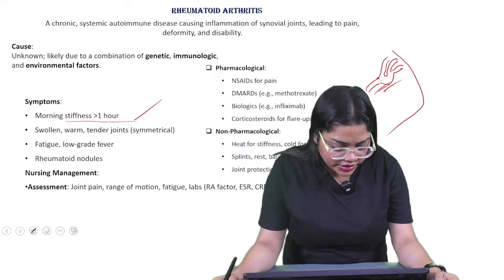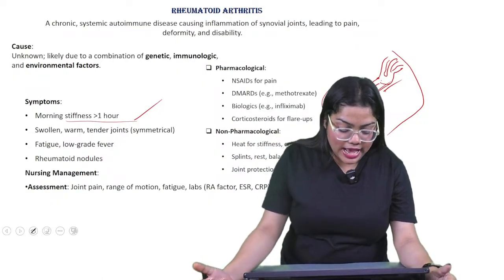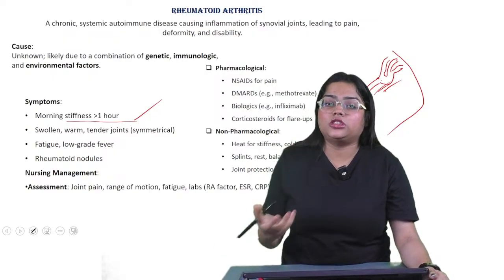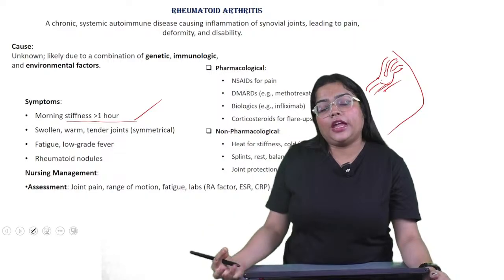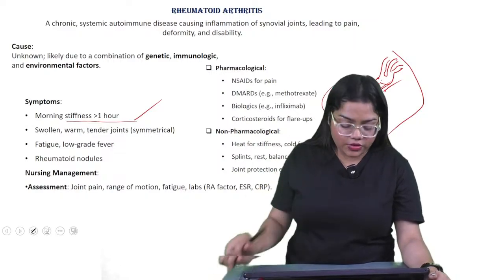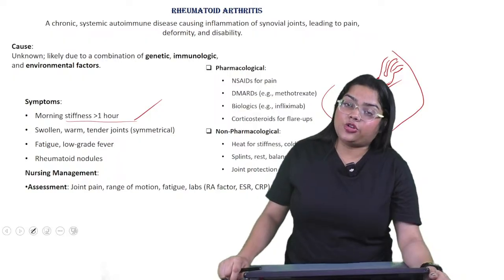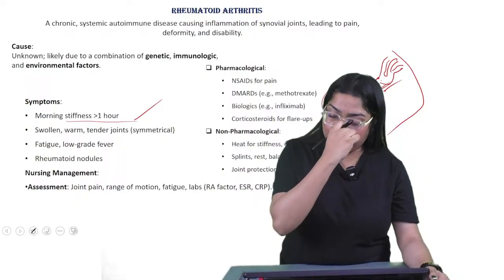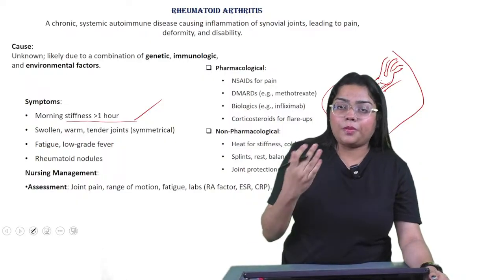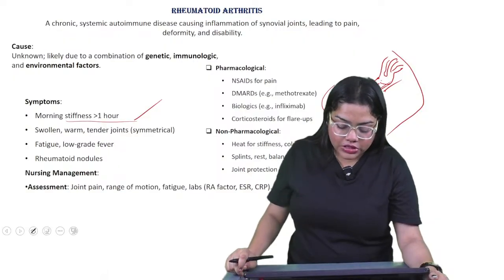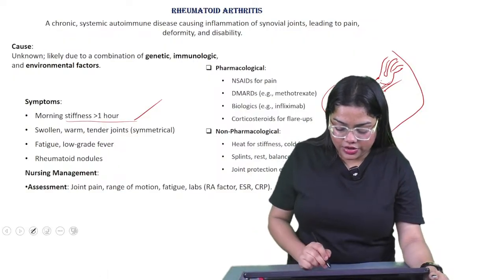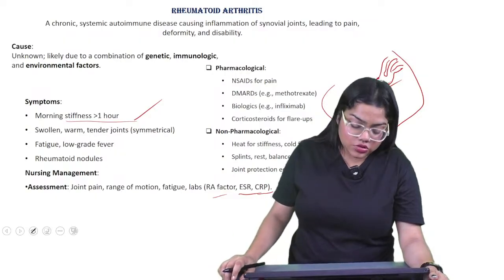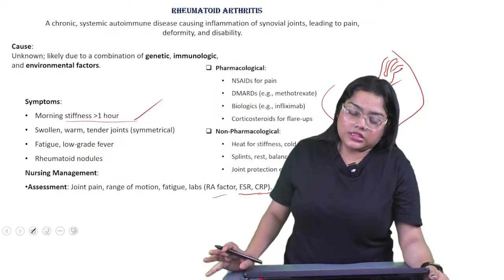Now what is the nursing management? The nursing management includes assessment. We have to assess the joint pain, how much is the grade, how the patient is feeling, and the frequency and severity of the pain. Then range of motion, in the sense of how much the patient is able to walk, whether they can sit or not, whether they can walk properly or not. Then fatigue and lab tests such as RA factor, ESR, and CRP. So these things we have to assess under the nursing management.